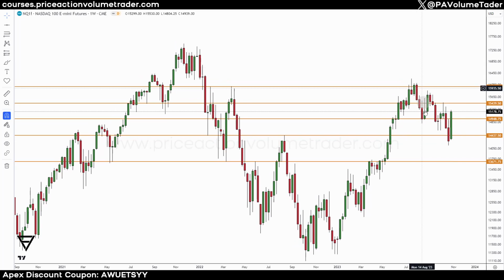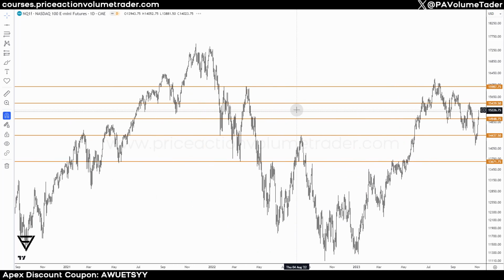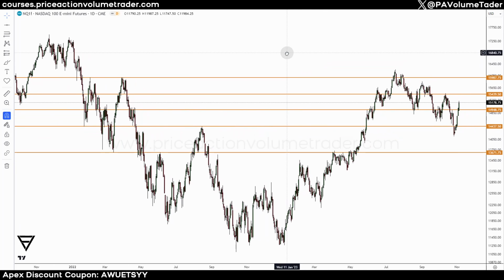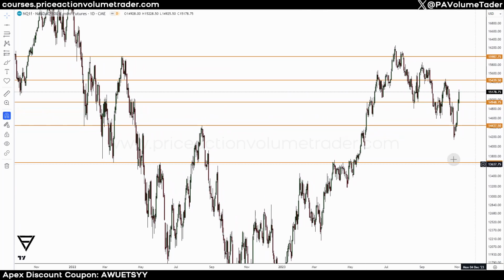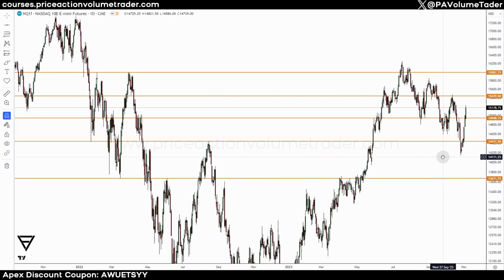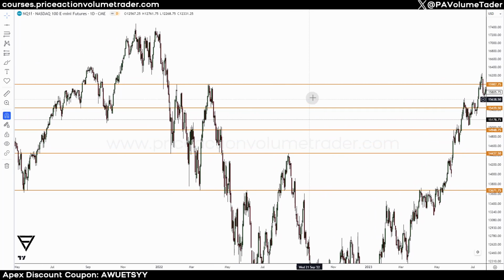Okay, so now this is the weekly time frame. So if we go into the daily, we can zoom out, and now we can look to refine these levels if we need to. So then right here, this one looks good. Okay.